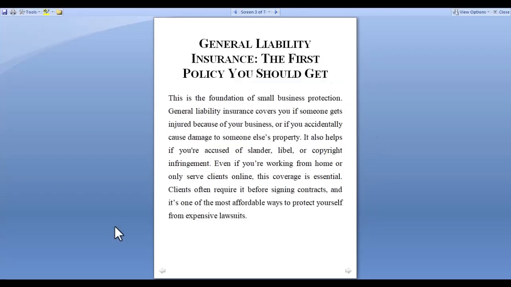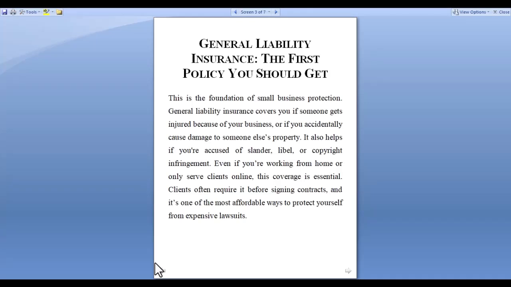So here says general liability insurance, the first policy you should get. So this is the foundation of small business protection. General liability insurance covers you if someone gets injured because of your business, or if you accidentally cause damage to someone else's property. It also helps if you are accused of slander, libel, or copyright infringement.